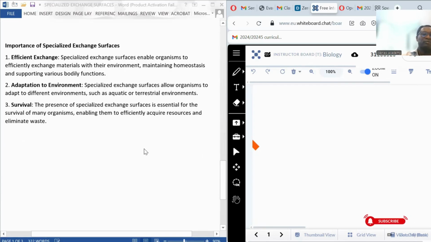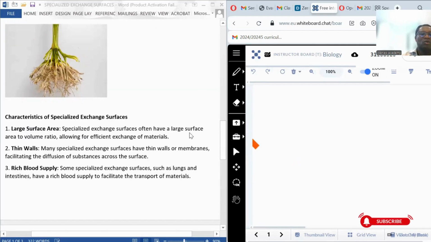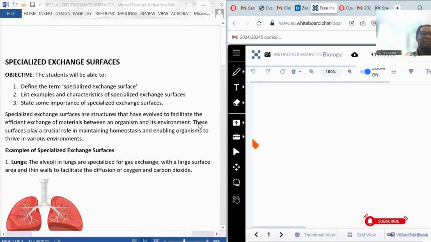Survival. Specialized exchange services allow for the survival of organisms. In the case of digestion, where food materials are broken down and absorbed through the walls of the small intestine, without food, animals would not survive. So the nutrients provided in the food materials that are diffused through the walls of the small intestine allow for the survival of organisms. So in all, specialized exchange services allow for the movement of materials in and out of the cell.